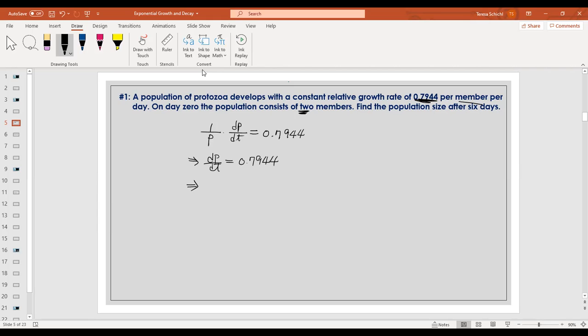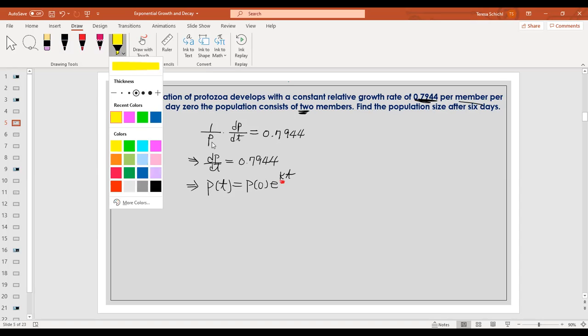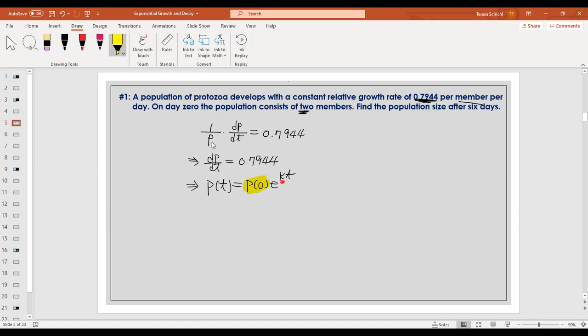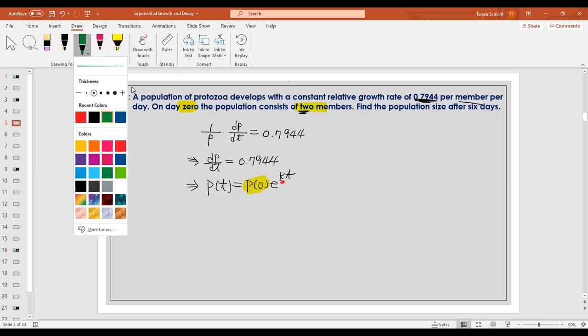I want to find my population, so this is what we have: P(t) is equal to P0 e to the kt. Here the k is your relative rate. Now we can input our values. They gave us the initial value. On day 0, that's P0, I have 2 members. So I know this value.